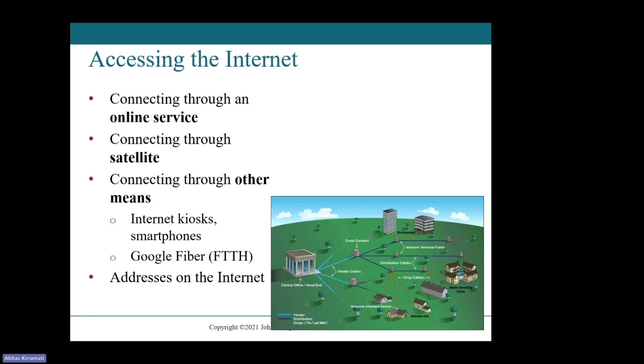So to access the internet, you have different ways. Connecting through an online service. You can buy an online service for connecting to the internet, a satellite connection, or connecting through other means like internet kiosks, smartphones, Google Fiber. Most of us connect to the internet through online services. We're using, for example, Rogers, Bell, and the other service providers, internet communication services.